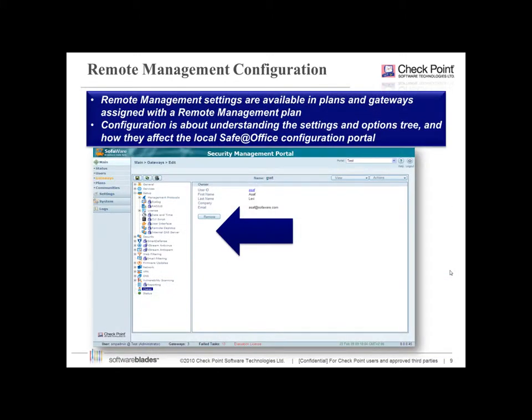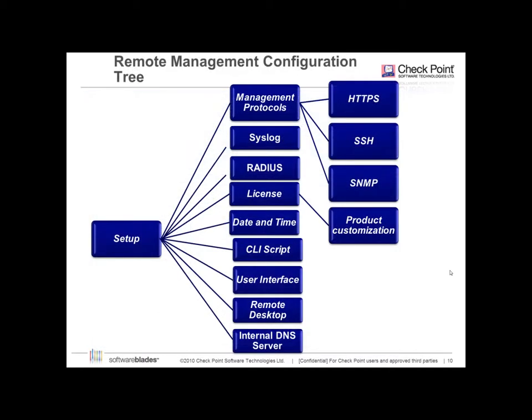Remote management settings are available in plans and gateways assigned with remote management plan. Configuration is about understanding the settings and options tree and how they affect the local appliance configuration portal. Let's go over some of the configurations that are available from the central management, the SMP.